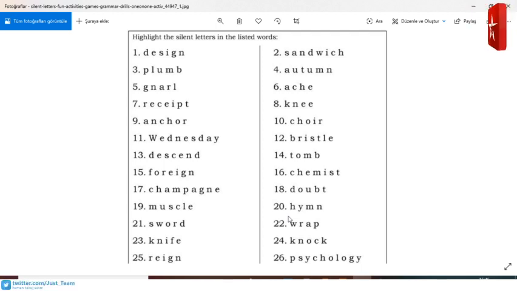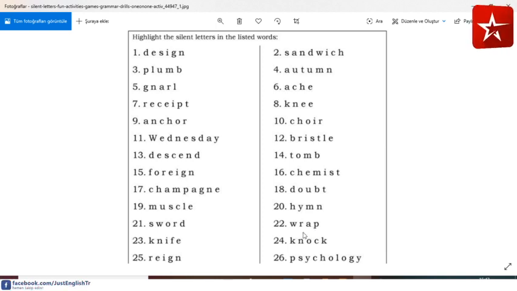Let's do 21, sword. Actually, we don't say the W, we say sword. Okay, repeat after me. In this word, we don't pronounce W. Sword is correct. W is not pronounced here.